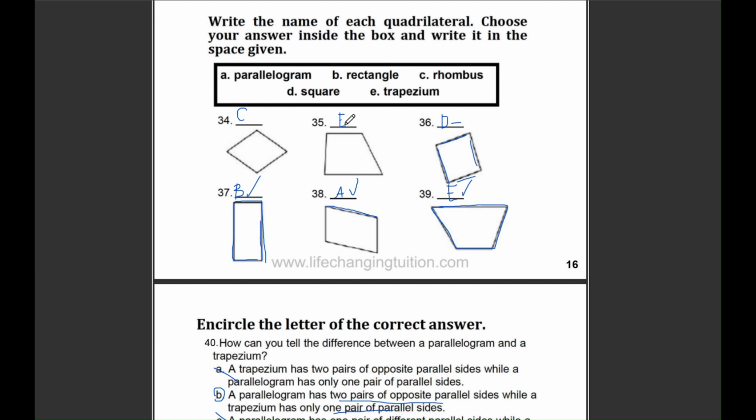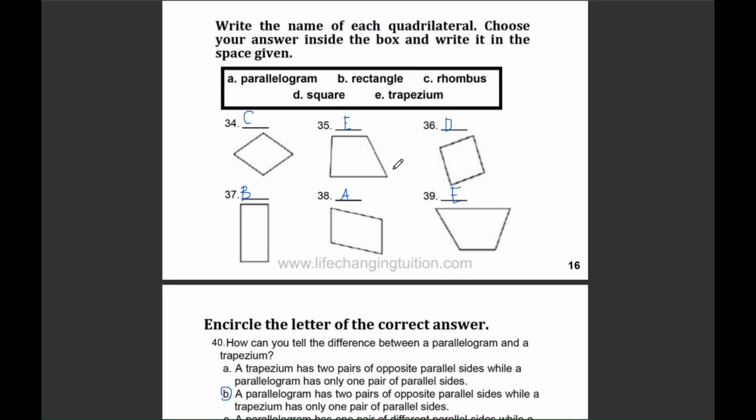Question 35. Name the quadrilateral. One pair of parallel sides. Options: A. Parallelogram, B. Rectangle, C. Rhombus, D. Square, E. Trapezium. Why not parallelogram or rectangle or square? They have 2 pairs of parallel sides. Answer: E. Trapezium. Reason: exactly 1 pair of parallel sides.